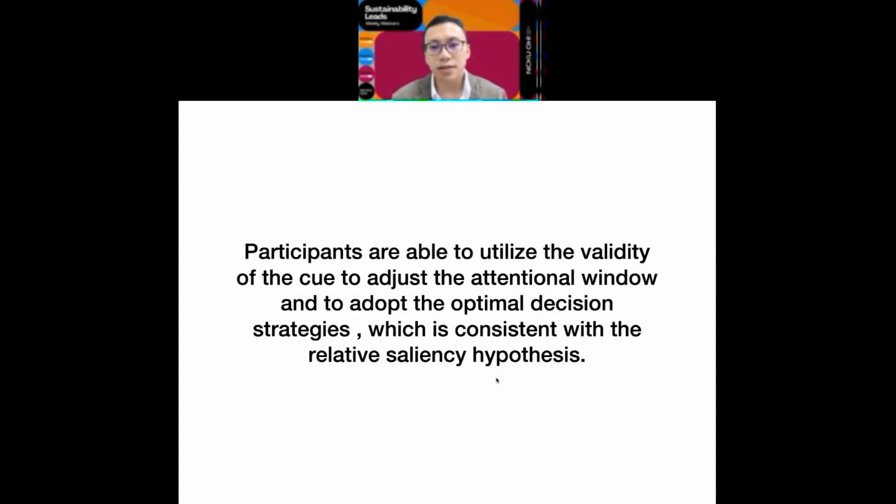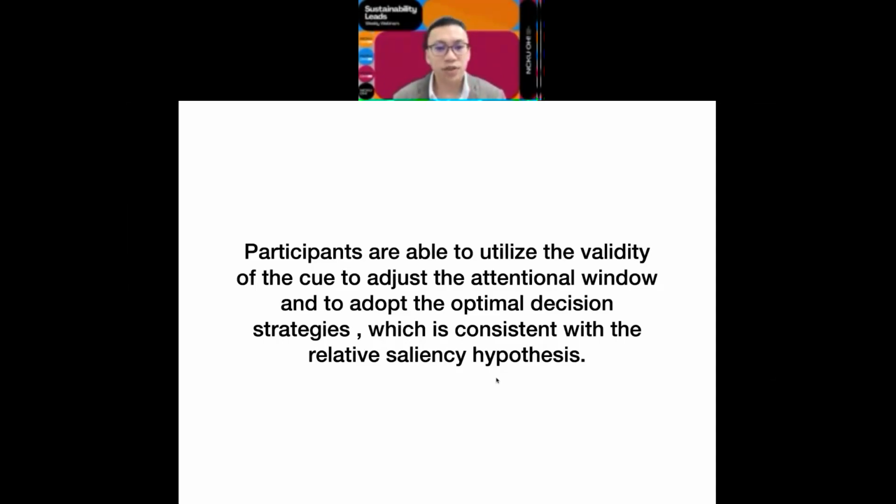So you can see the participants' decision strategies will vary according to the cue validity. Which means participants can utilize the cue information to flexibly adjust their decision strategies, which again is consistent with the relative saliency hypothesis. So even in this very simple feature detection task, as you can see, and the Treisman's definition from the visual search literature.